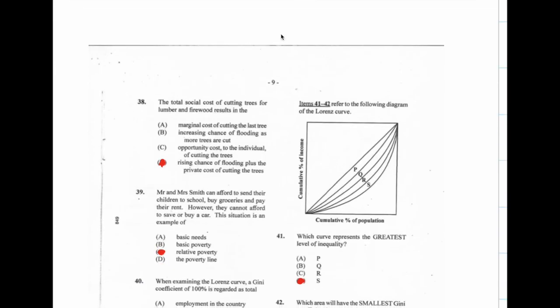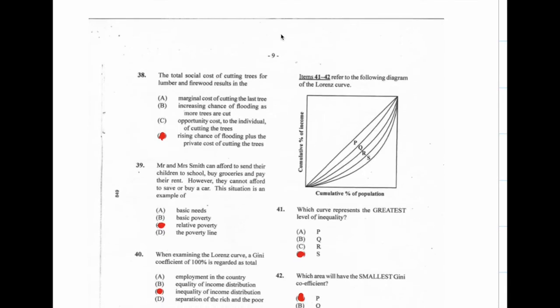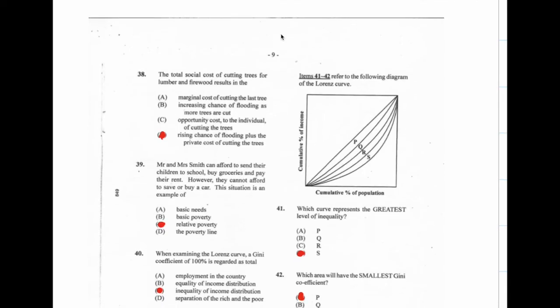38 says the total social cost of cutting trees for lumber and firewood results in D. Remember, social cost is equal to private cost plus external cost. So D says rising chance of flooding, so that's the overall external cost, and then it says plus the private cost of cutting the trees, so that's both, so that's total social cost.